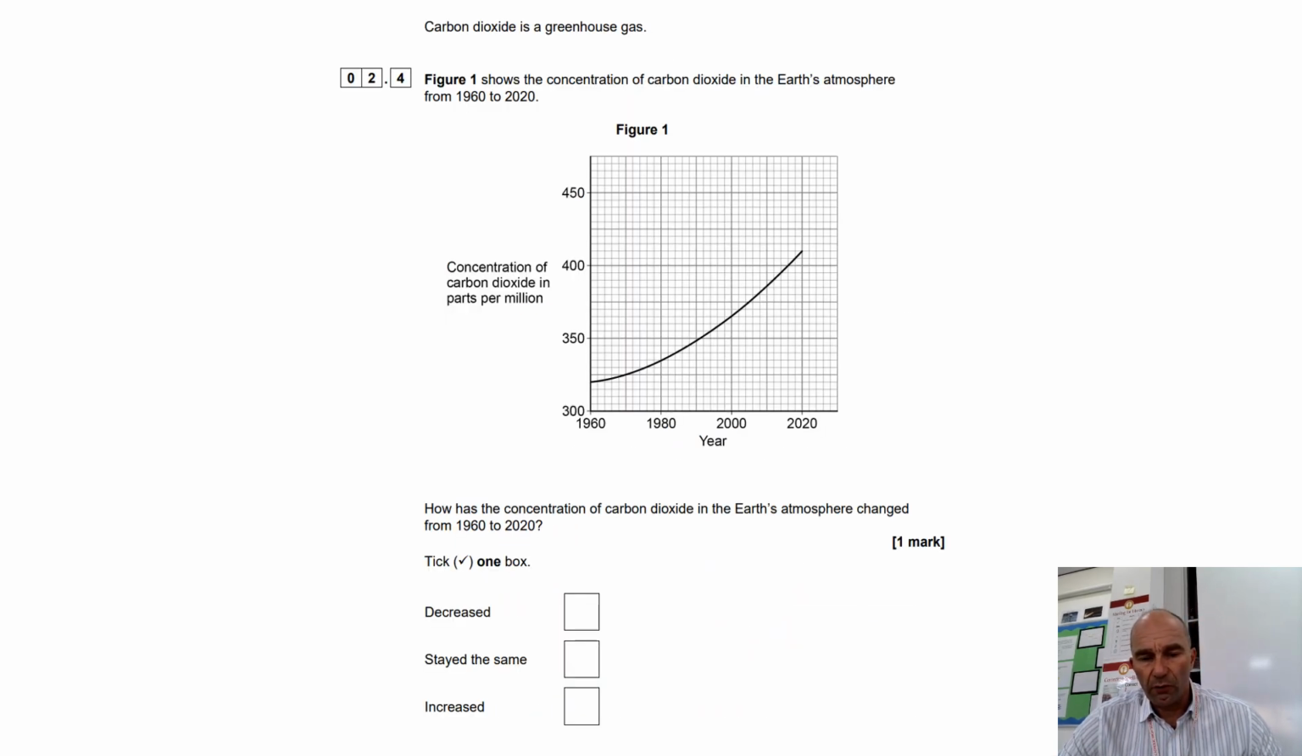Question 2.4. Carbon dioxide is a greenhouse gas. You probably know that already, I'd hope. We've got figure 1. Our graph shows the concentration of carbon dioxide in the Earth's atmosphere from 1960 through to 2020. How has the concentration of carbon dioxide in the Earth's atmosphere changed over that time? We've got to tick one box. Well, our graph is going up. Look at your axes. As time goes on, the concentration of carbon dioxide has gone up. Therefore, there's only one possible option, and that is increased.